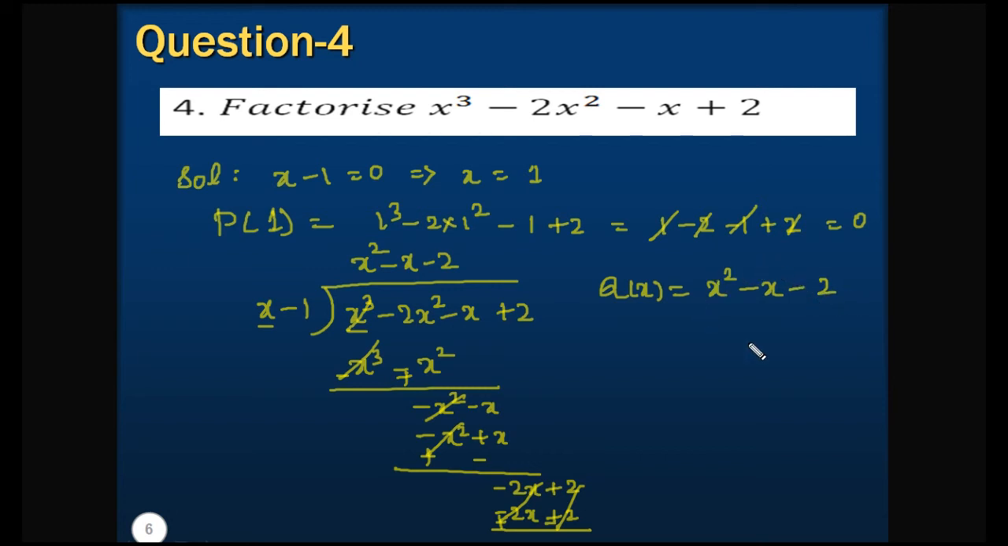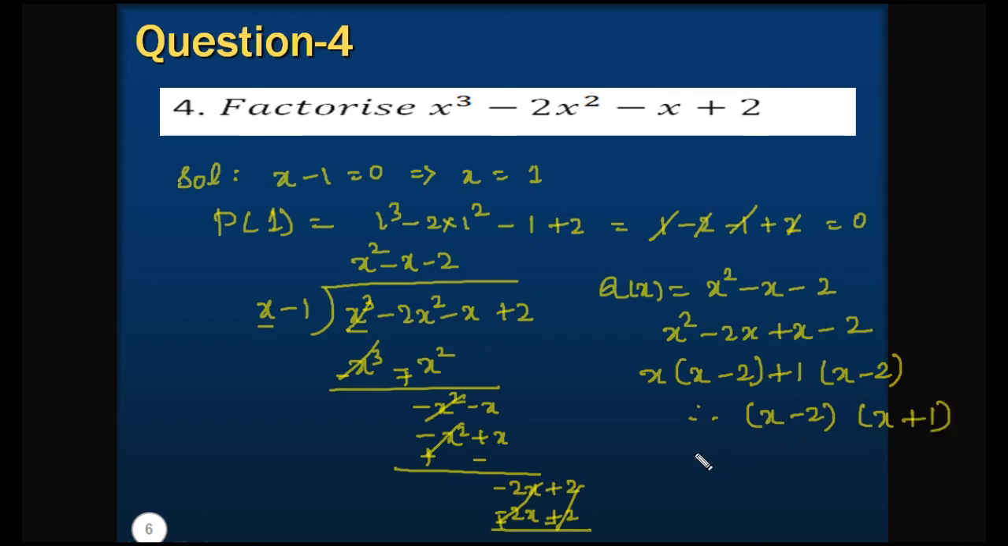So let us factorize this by splitting the middle term. So it will be x square minus 2x plus x minus 2. Once we take x as common, it will be x minus 2 and plus 1 into x minus 2. Therefore, it will be x minus 2 into x plus 1. Therefore, the factors of the given polynomial are x minus 1, x plus 1 and x minus 2, right?